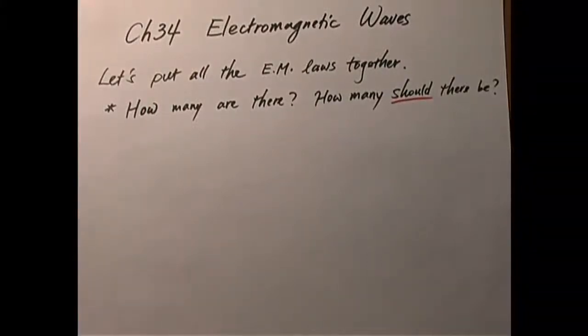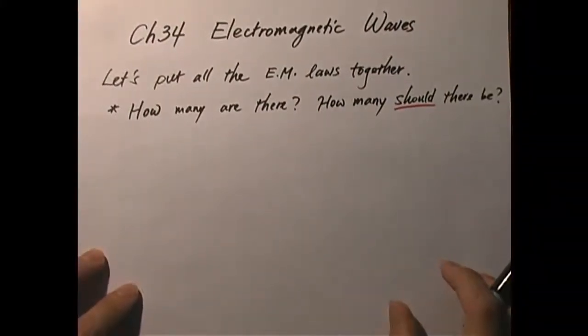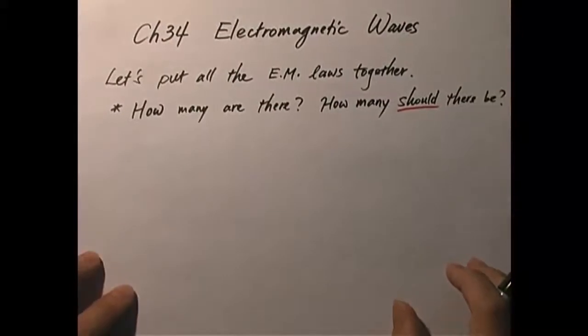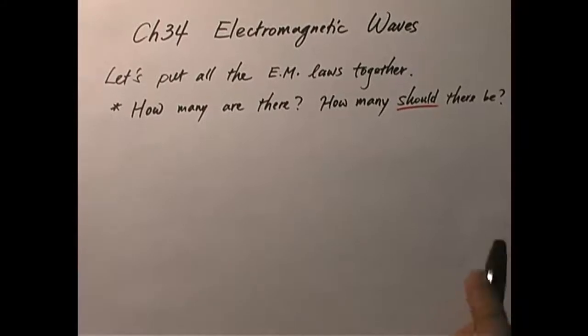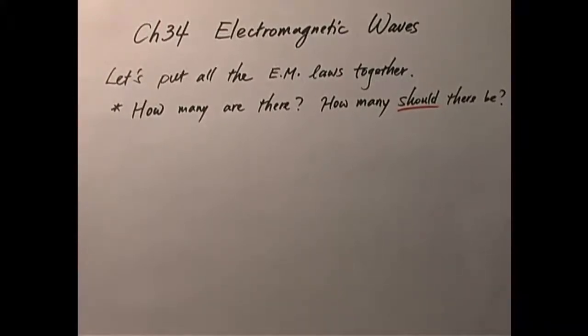Chapter 34, Electromagnetic Waves. This is the last chapter of Electricity and Magnetism in Physics 1C. Starting from the next chapter, we're going to get into optics. Since this is the last chapter, let's take a look at what we have studied so far for E and M.